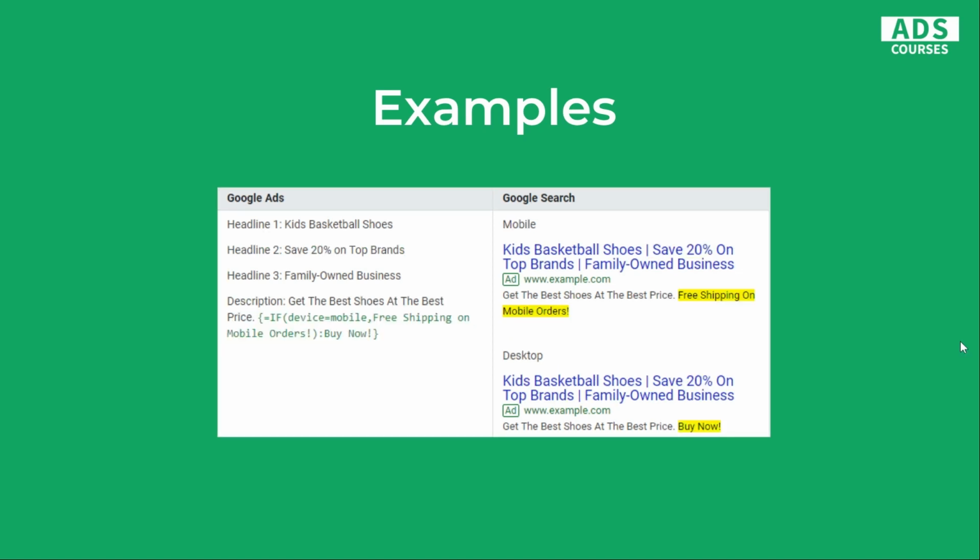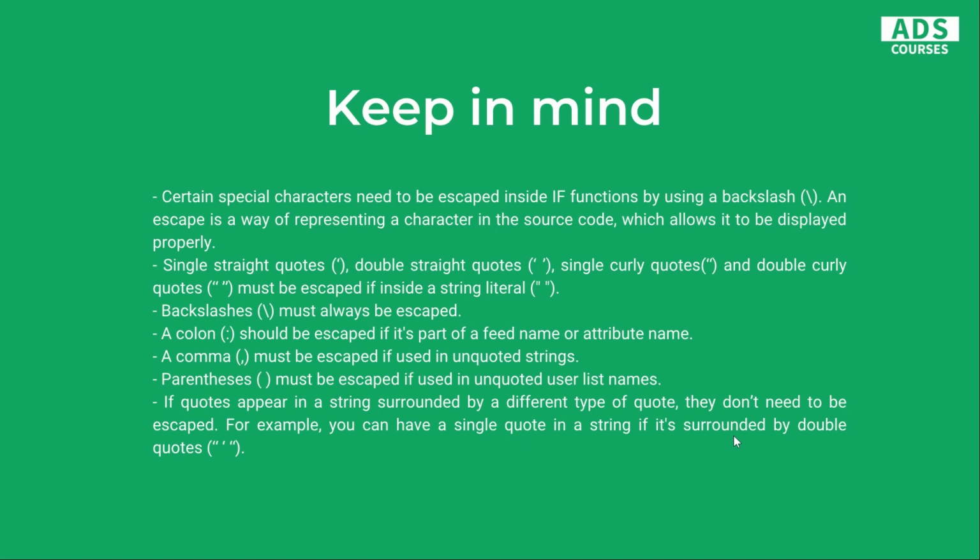And here we have another example using the device targeting, and we want to place the if function in our description, just like that. And this is how the ad will look like on mobile devices. We've got our free shipping on mobile orders, and on desktop, we only have the buy now. And there are some rules that you need to keep in mind while creating the if functions. I won't go through all of them now. Just pause the video and read this text if your ads are using the special characters.